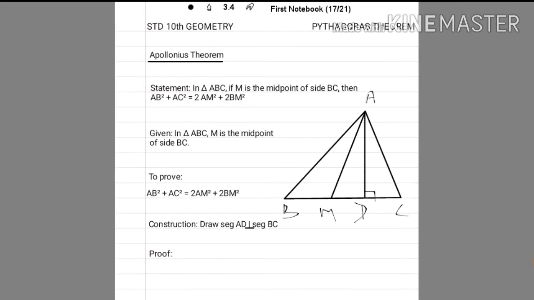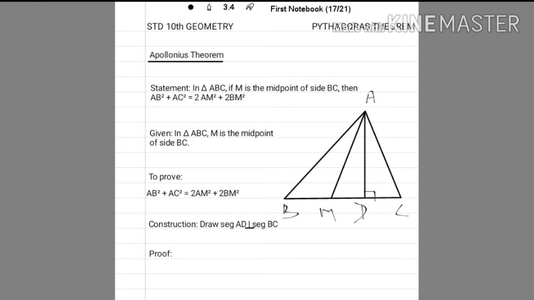Now moving to the next topic, that is the Apollonius theorem. In this theorem, we will get the relationship between the median of the triangle and the sides of the triangle. While proving this theorem, we need to consider two basic things: the midpoint concept, and we have to use the Pythagoras theorem. So these two things we have to remember while proving the entire theorem.